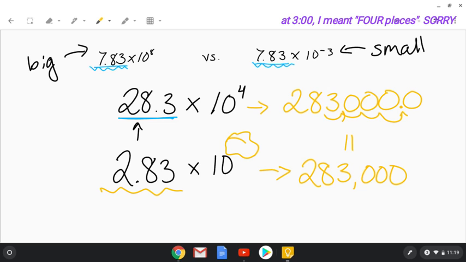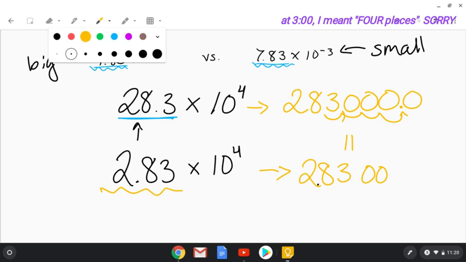regardless. So if I had brought down the power of 10 and kept it 10 to the power of 4, check it out. Decimal point is now here. If I move 4 places, 1, 2, 3, 4, right? That's not the same number, because this actually gives me 28,300. Okay, so I cannot just plop down that power of 10, the fourth power.